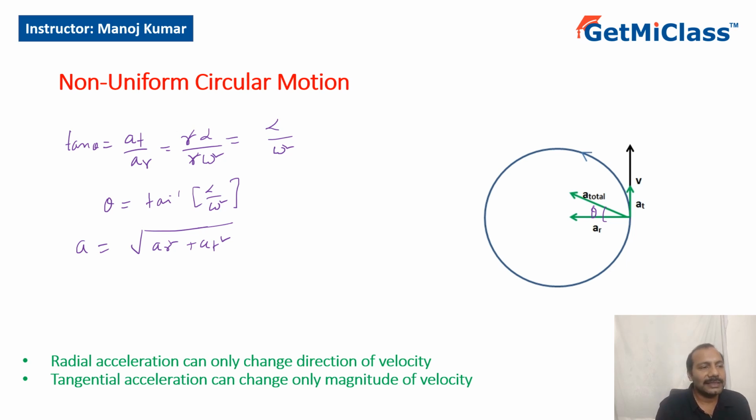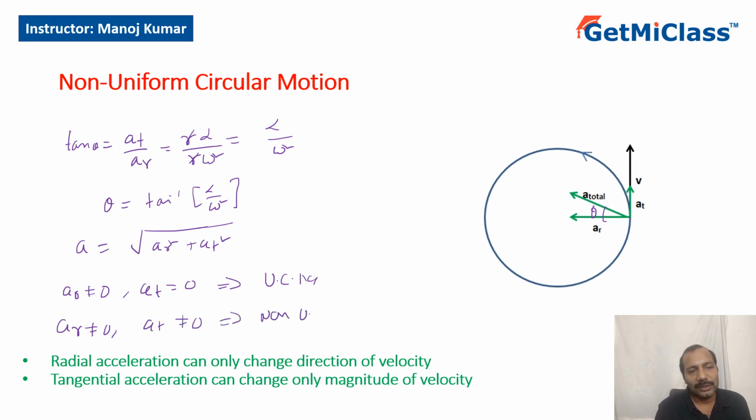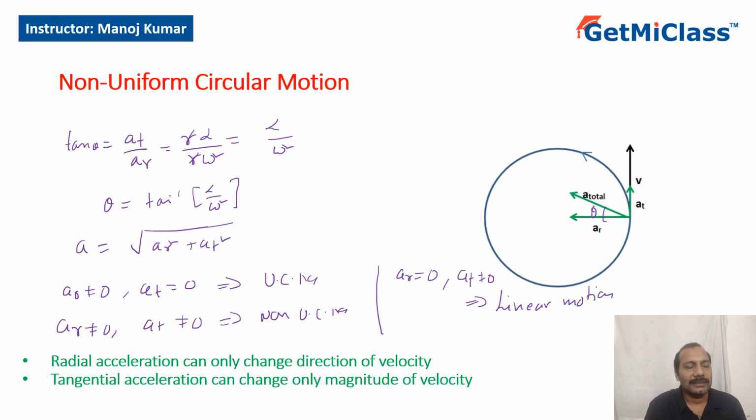Let's take a situation where radial acceleration is not equal to 0 and tangential acceleration equal to 0. This will imply uniform circular motion, UCM. If radial acceleration is not equal to 0 and tangential acceleration is not equal to 0, this would imply non-uniform circular motion. Now let's look at other cases. If radial acceleration is 0 and tangential acceleration is not 0, then this will imply linear motion. So these are the various kinds of motion that I would encounter depending on whether radial or tangential acceleration is 0 or not.